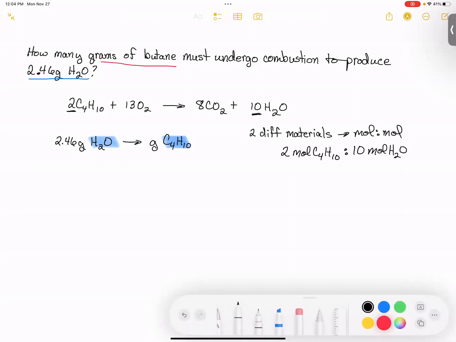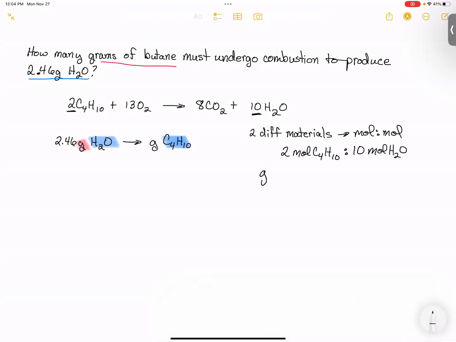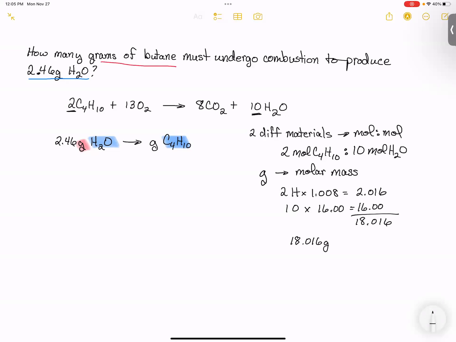The next thing you notice is that we are dealing with grams of water. Anytime you're working with grams, it means you need the molar mass. We have 2 hydrogens at 1.008 each, and we have 1 oxygen at 16.00. So the mass of water is 18.016 grams of water is equal to 1 mole of water.